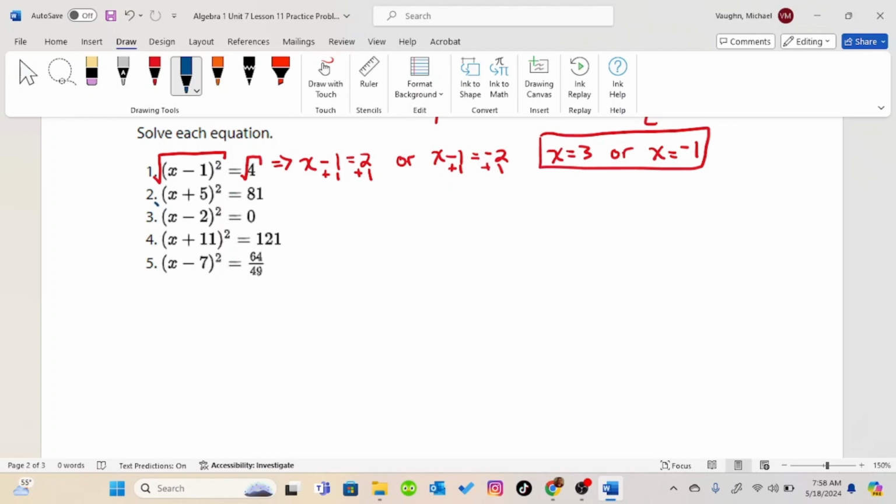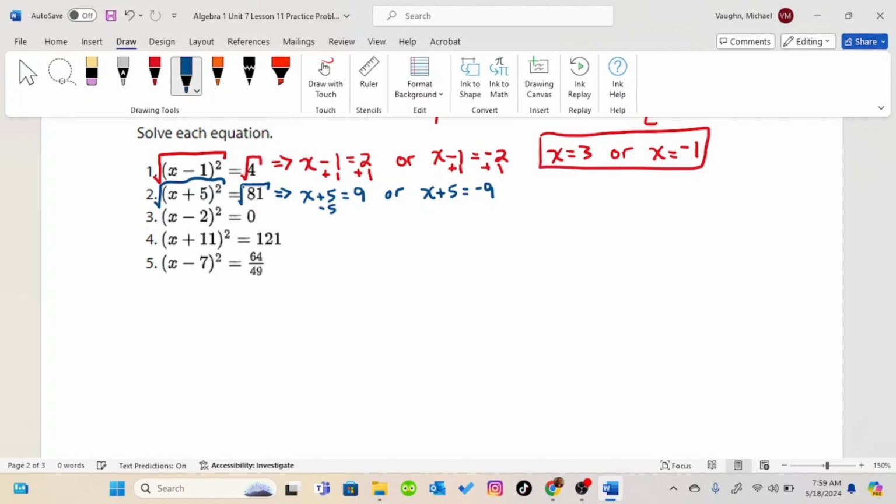Number 2, same thing. We're going to take the square root of both sides. Square root of something being squared results in x plus 5 equals 9, or x plus 5 equals negative 9, because 9 times 9 is 81, and negative 9 times negative 9 is also 81.